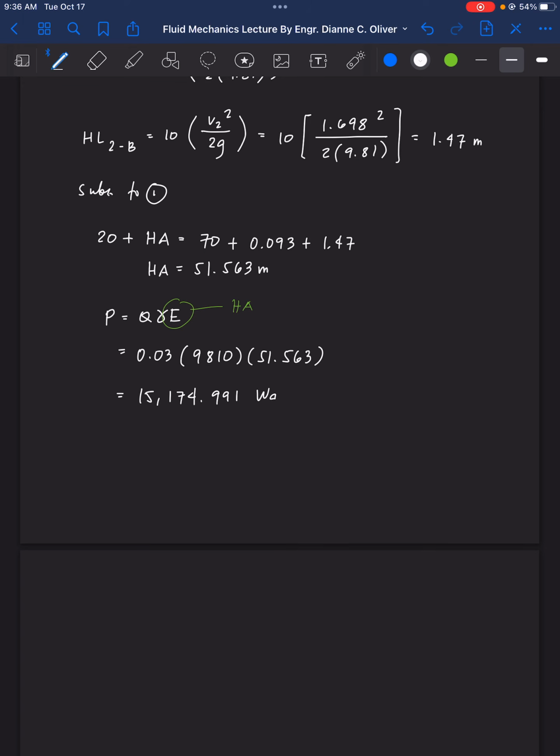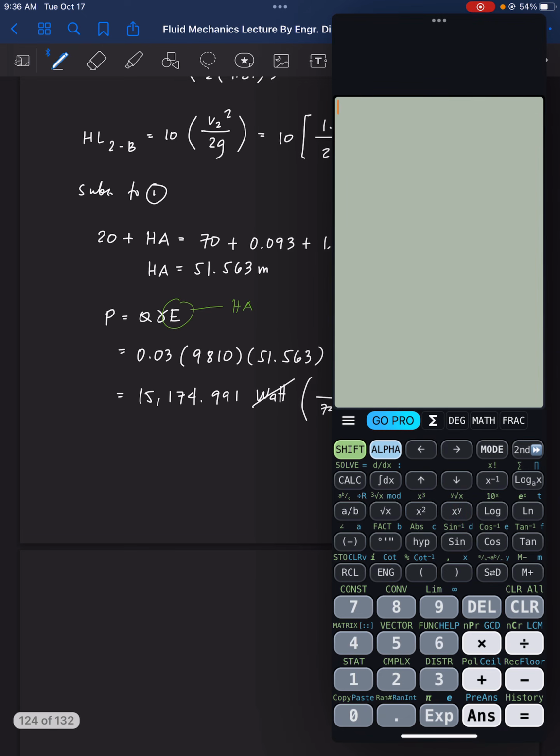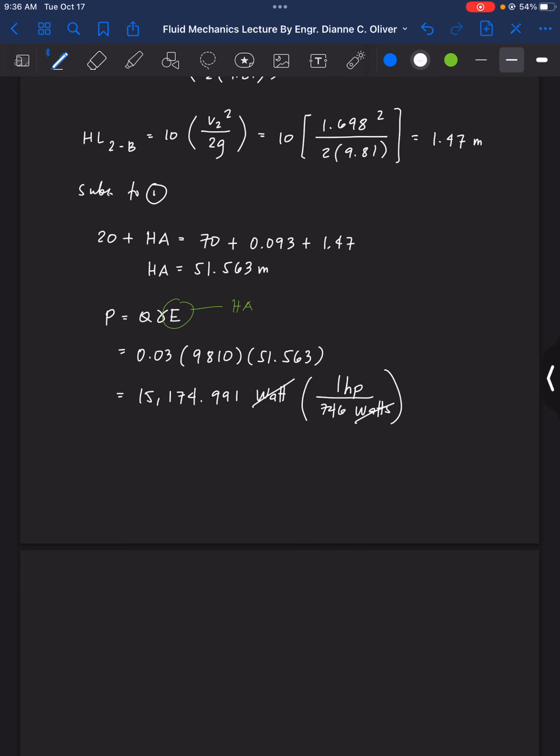15,174.991 watts. And we have here 1 horsepower is 746 watts. So cancel watts there. So we have 15,174.991 divided by 746, and that is 20.34 horsepower. So power is 20.34 HP.